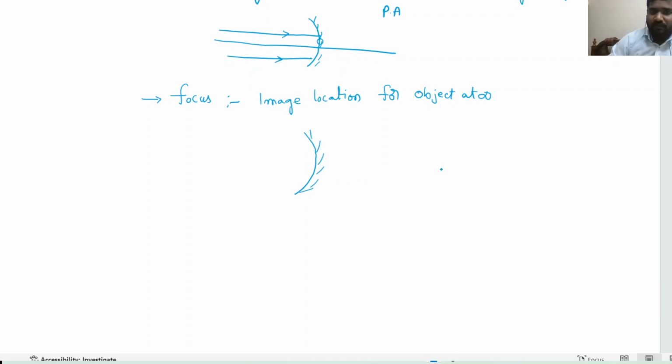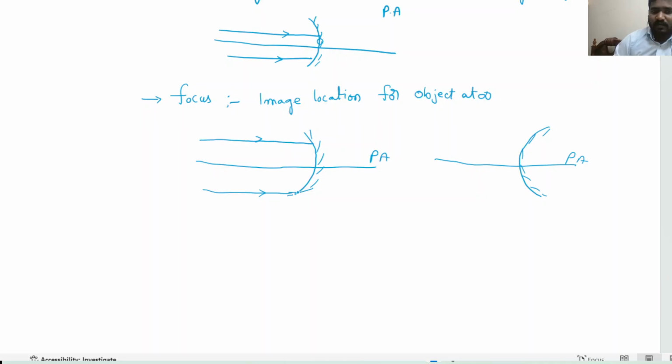Let us say, for example, here is your convex mirror, and here you can take a concave mirror. And here is the principal axis for the concave mirror, and here is the principal axis for the convex mirror. Now, light rays coming from an object at infinity means light rays parallel to the principal axis. After the parallel light rays are incident on the curved surface, they reflect from the surface and converge to one point. That point we need to take as the focus. This location we can take as the focus point, that is F.